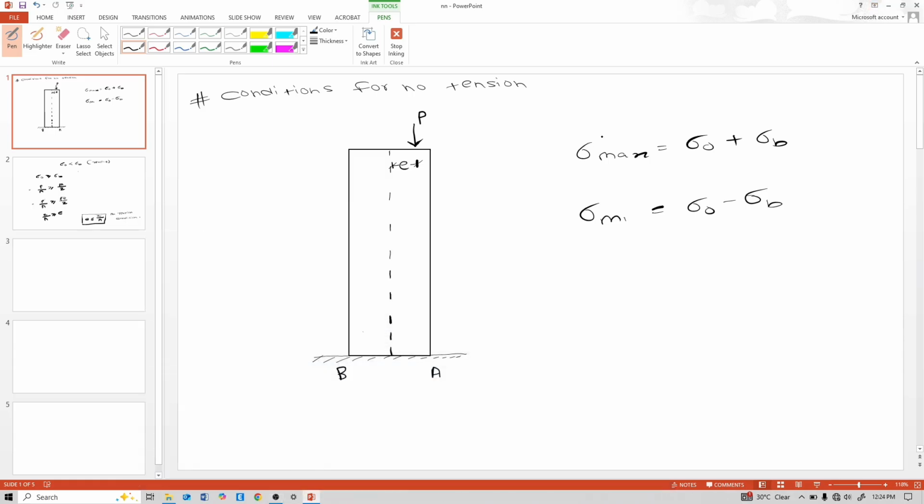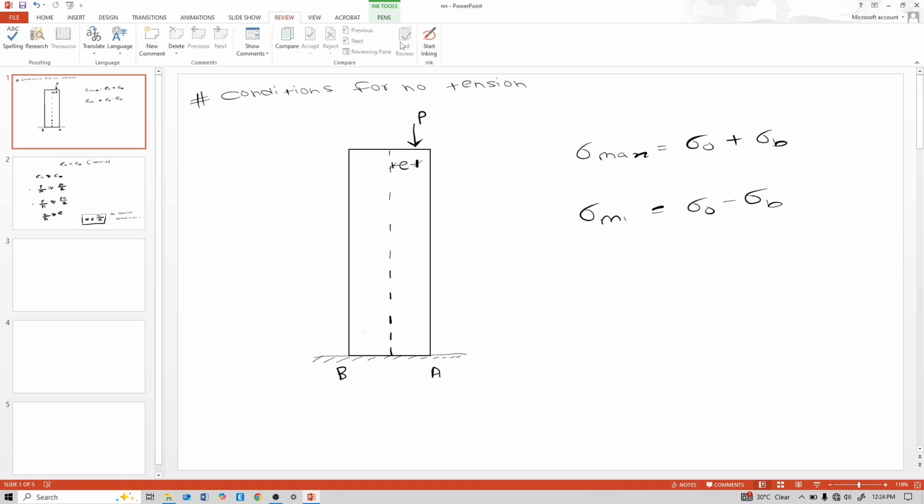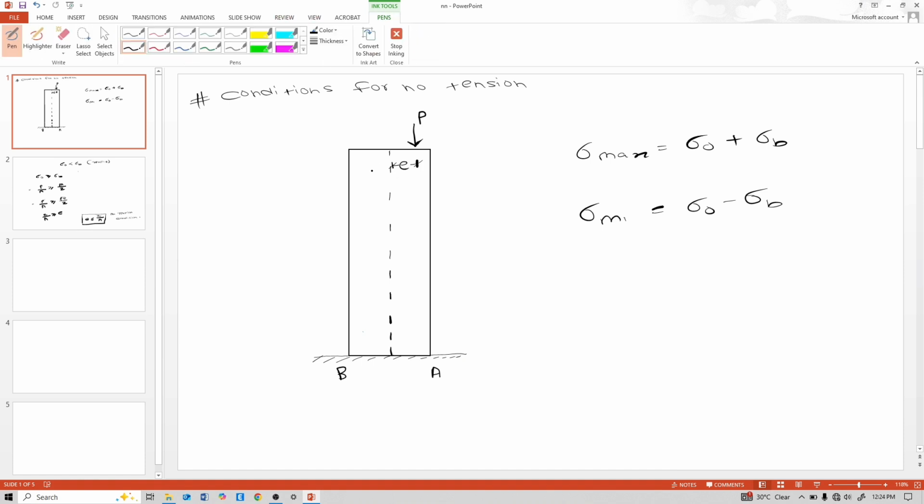Today, in this video lecture, we will see the concept of conditions for no tension. First, understand this figure: this is a rectangular column fixed at its bottom, and A and B are points on it. A is this edge and B is this edge, and on that column there is an eccentric load acting. This eccentricity is at a distance E from its centroid, and this is the axial load.